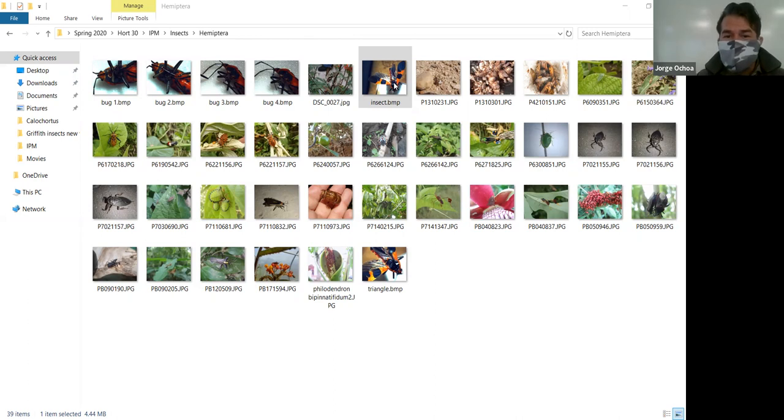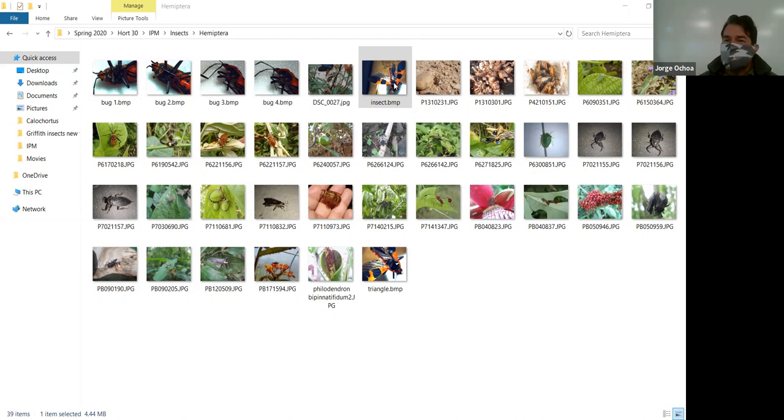And you can see the stylet. When not in use, it is folded along the body, and sometimes it can reach halfway through its thorax. So it's going to be very long. So this is a youngin, another youngin, and leaf-footed bugs. This one is really pretty.